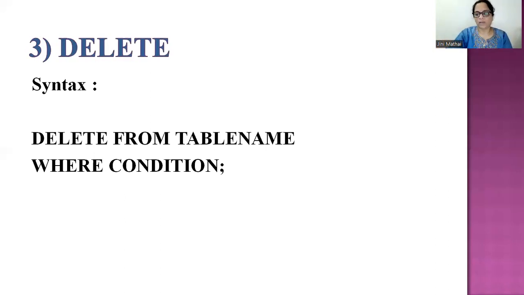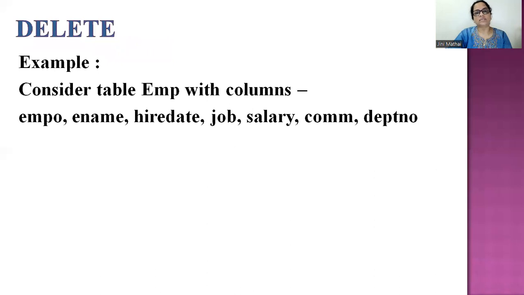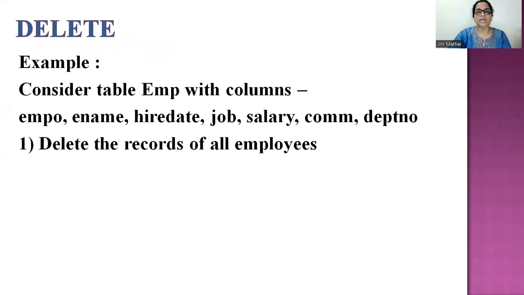That means who are you planning to delete? Let's look at the same table with the first example. Delete all the records of employees. So there's no specific employee. You're deleting all the records of all employees. So you write what? Delete from EMP, and you don't specify a condition. When you don't specify a condition, it means all of them. So with this command, what will happen is the records of all the employees get deleted. Is that clear?